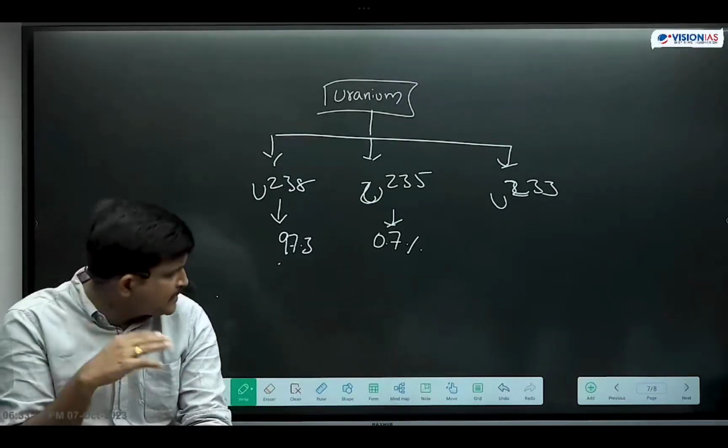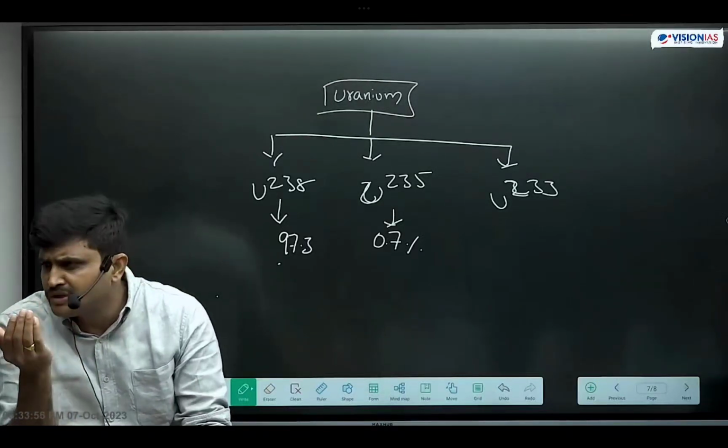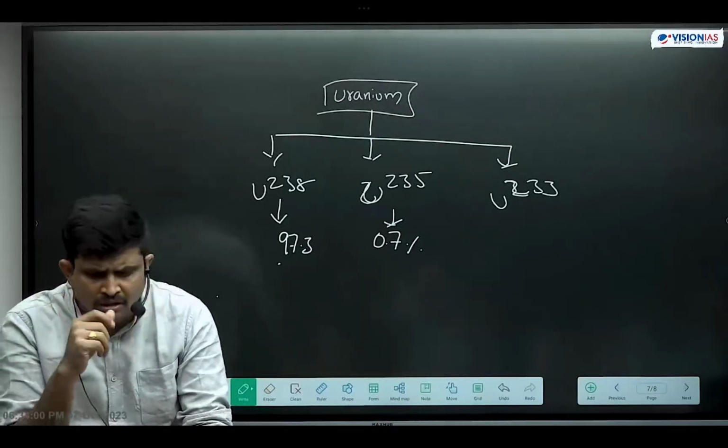First, we will start writing with uranium, students. Okay, now, what is uranium? What is plutonium? What is thorium? I will make you aware of this. Then we'll go to the other points. Okay, now, make a note like this. Uranium.